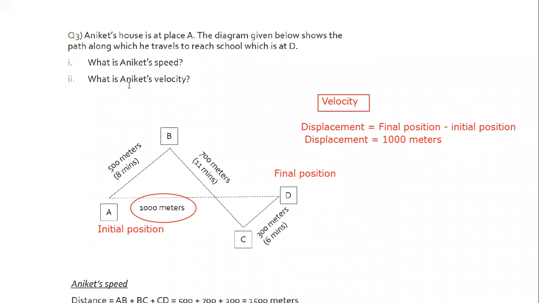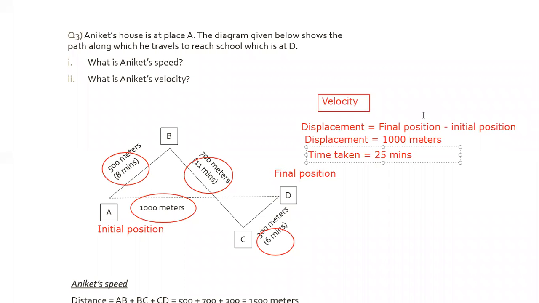Now we will find out the time taken. For time taken, we are going to find it from the diagram again. That is 8 plus 11 plus 6, just like we did for speed, right? 8 plus 11 plus 6. How much is it? 25. So time taken is equal to 25 minutes.